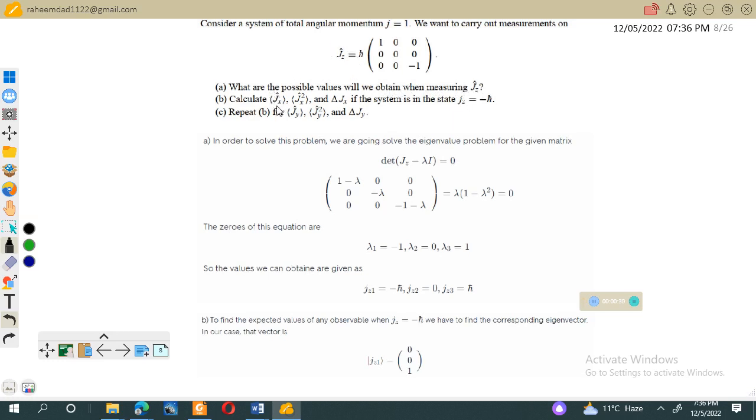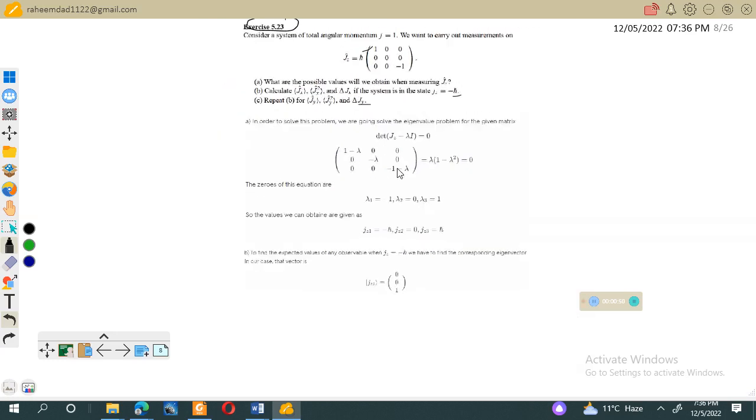Calculate average value of Jx, J square x or delta Jx if the system is in the state Jz is equal to minus h cut. So we will evaluate the values for Jz is equal to minus h cut, and repeat B for Jy, J square y and delta Jy. Okay. For the first, we will solve this equation and find the eigenvalues of this equation.